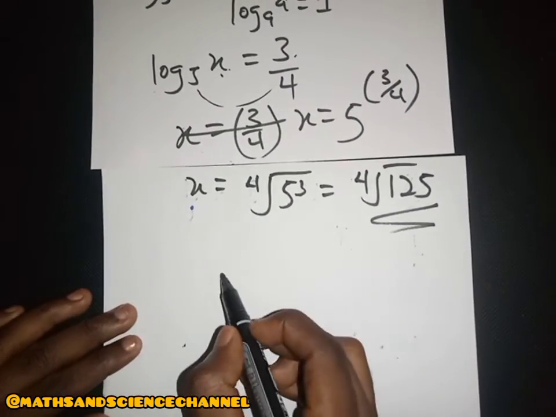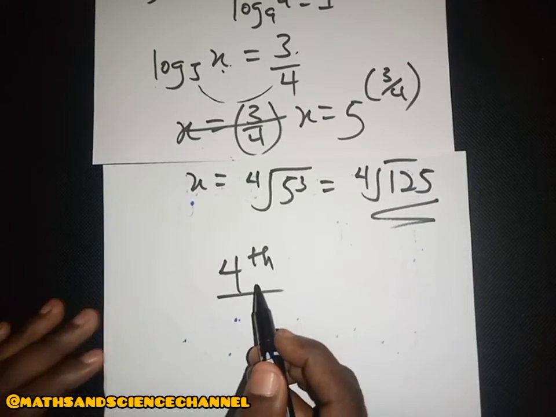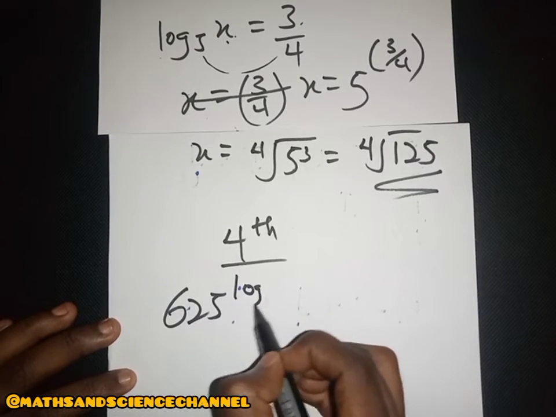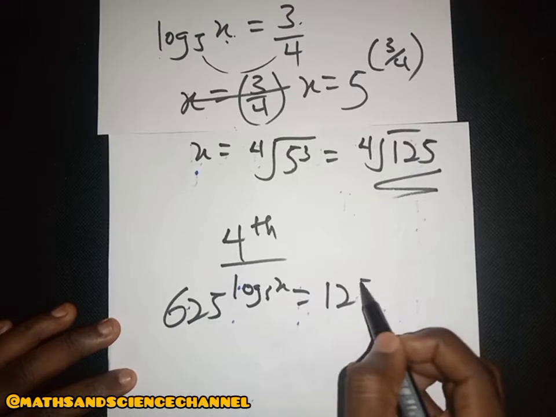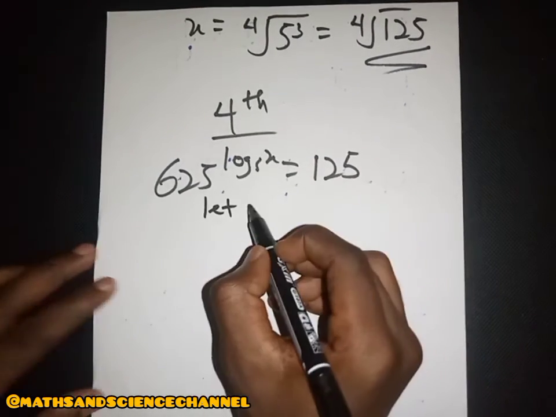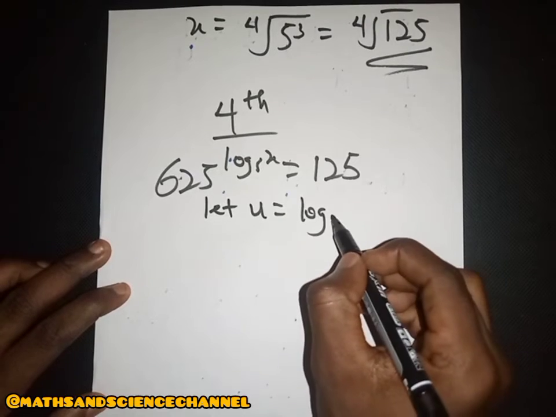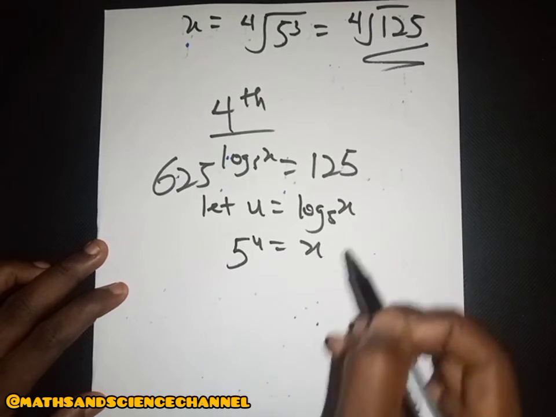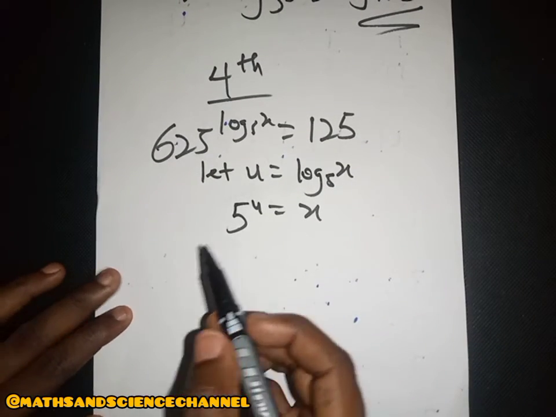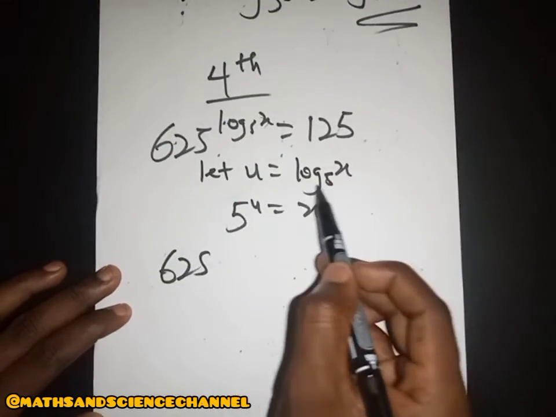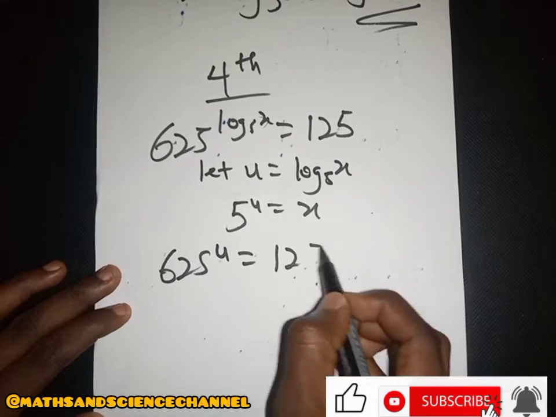Now another method that we can use, so let's look at the fourth method. For the fourth method, we have 625 to the power log base 5 x being equal to 125 in this case. Another thing we can do with this one is to use the substitution method. So we let a variable, let's say u, equal to log base 5 x. Therefore x will just be 5 to the power u. So quickly, what we are going to do is to replace it here, so we have 625 to the power u, since log base 5 x is just u, equal to 125 in this case.